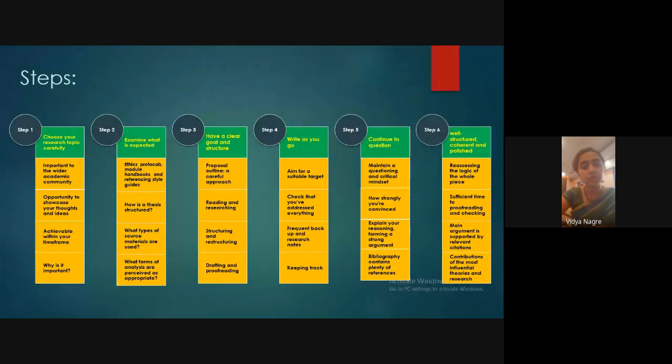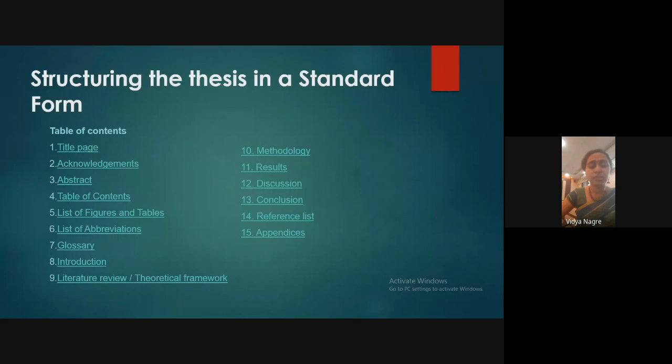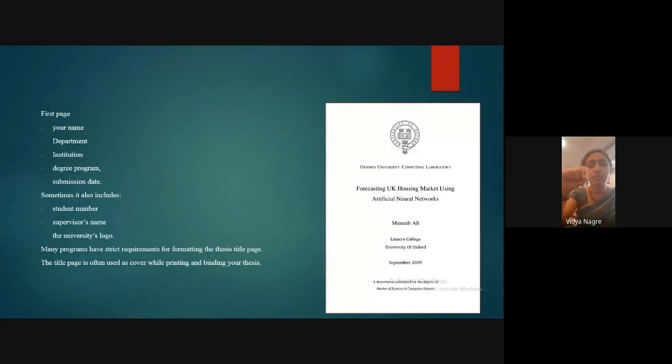Always mention your bibliography, give citations, and whatever you are writing should be a well-drafted, well-structured research. For that, abide by the guidelines. These guidelines always help you out. Next slide, please. This is a common structure that we have already talked about. Before we go for our actual writing, there are certain common pages we should always include.